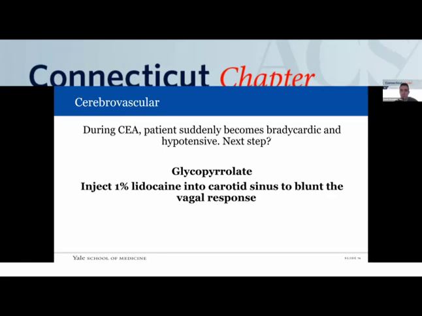I think we've done this maybe 3 times over the past year or so. So my setup for carotid endarterectomies, I always have a 1% lidocaine on the Mayo stand for this exact purpose. And this is a question that is usually on the ABSITE.